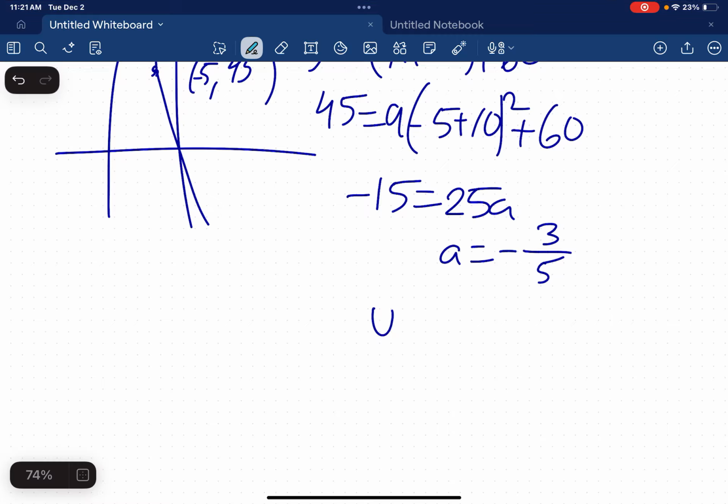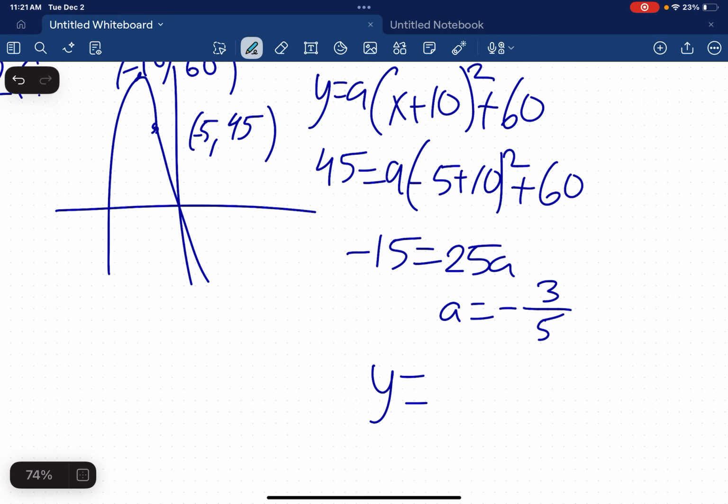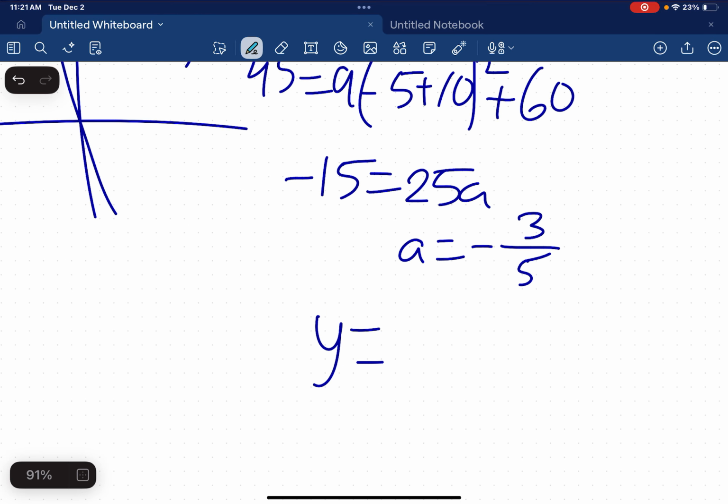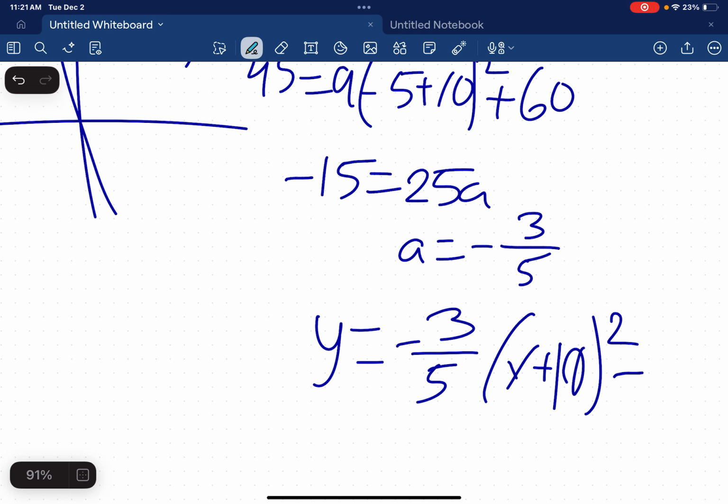So that means our final equation is going to look like this. Negative 3 over 5 (x plus 10) squared plus 60.